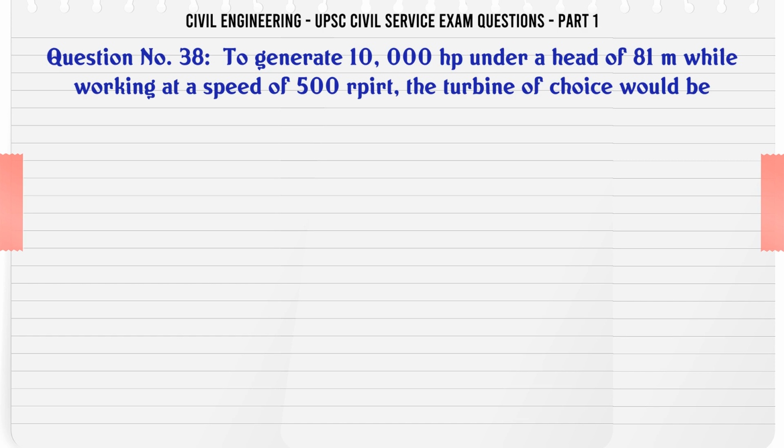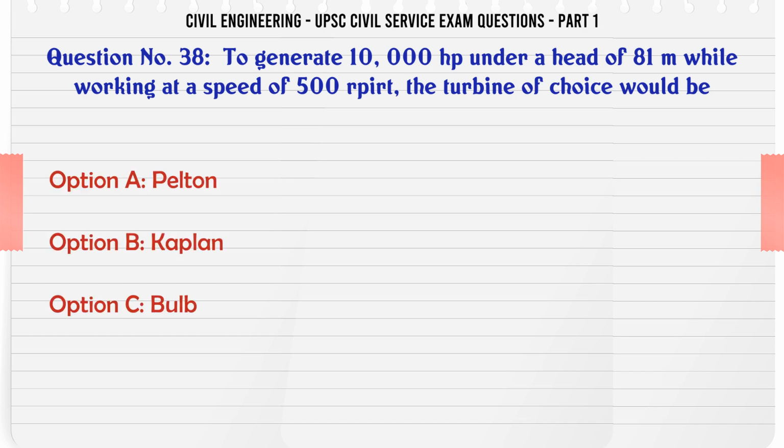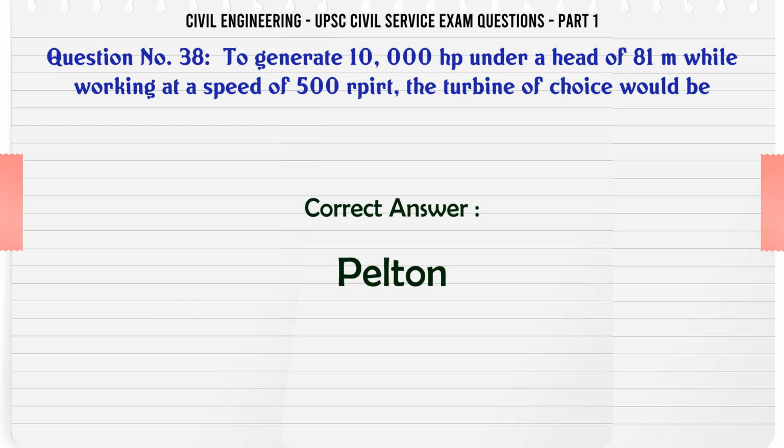To generate 10,000 HP under a head of 81 m while working at a speed of 500 rpm, the turbine of choice would be: A. Pelton, B. Kaplan, C. Bulb, D. Francis. The correct answer is Pelton.